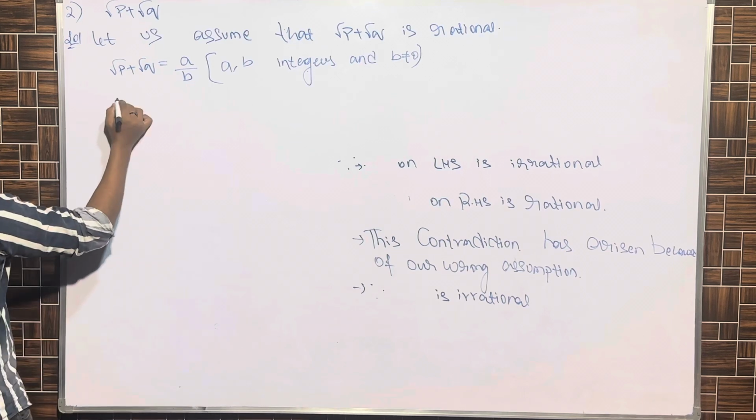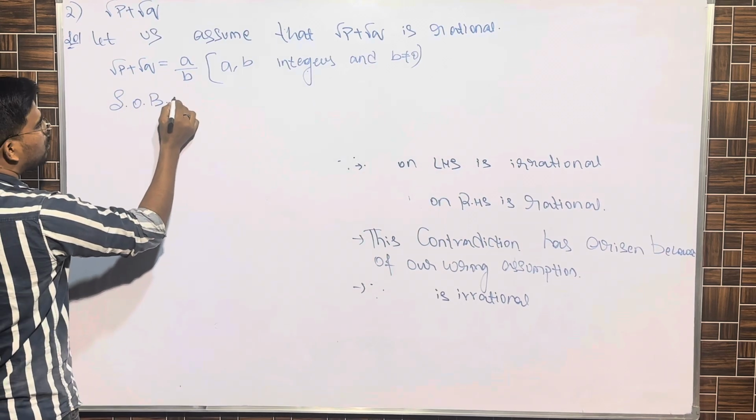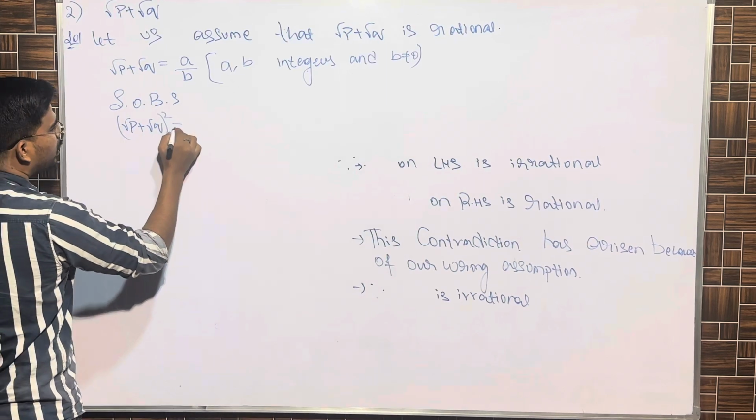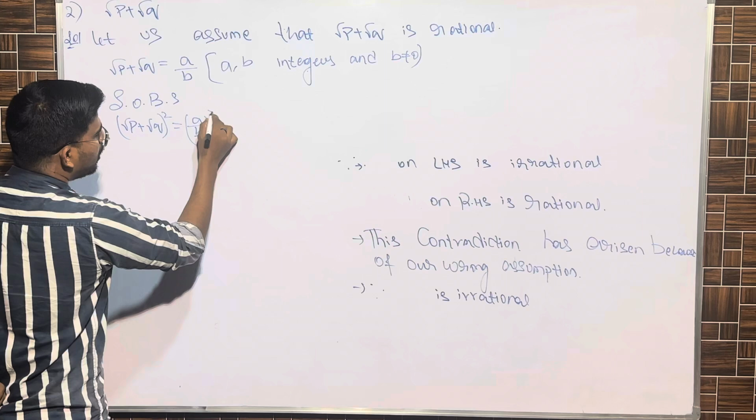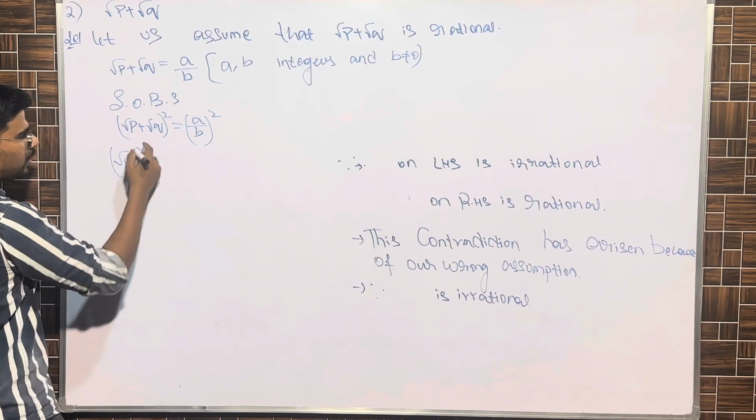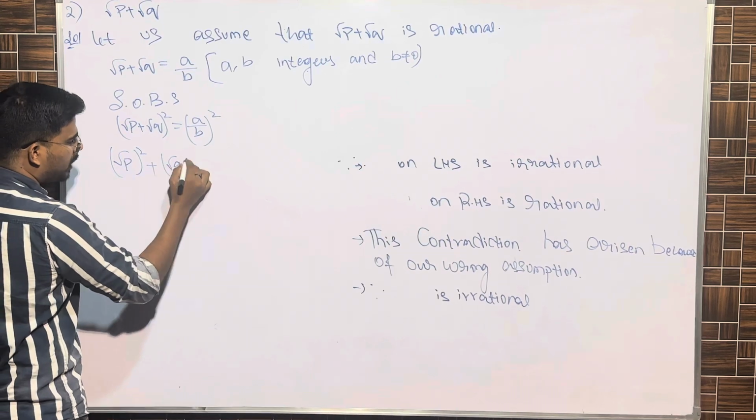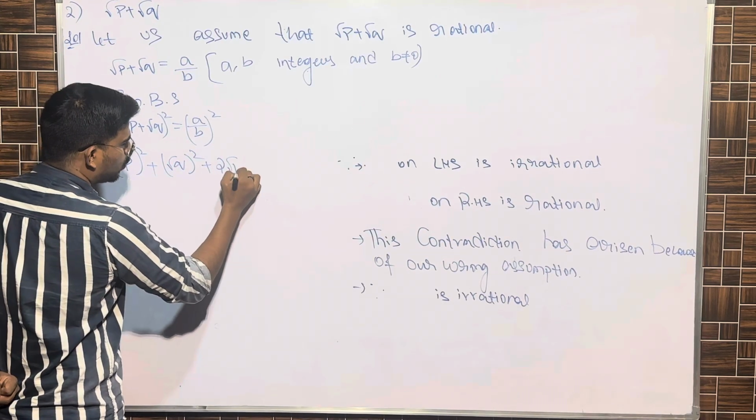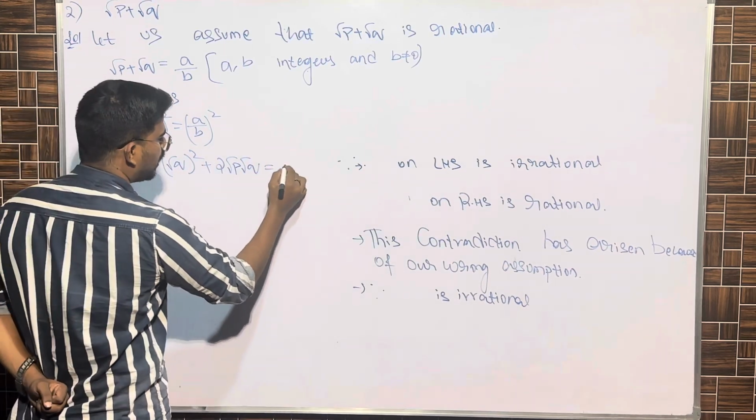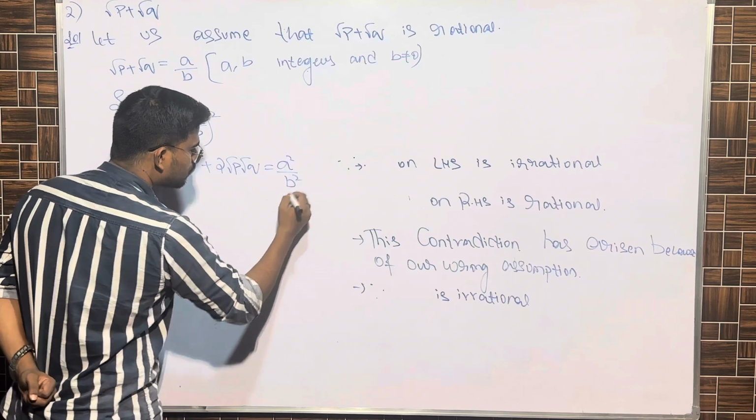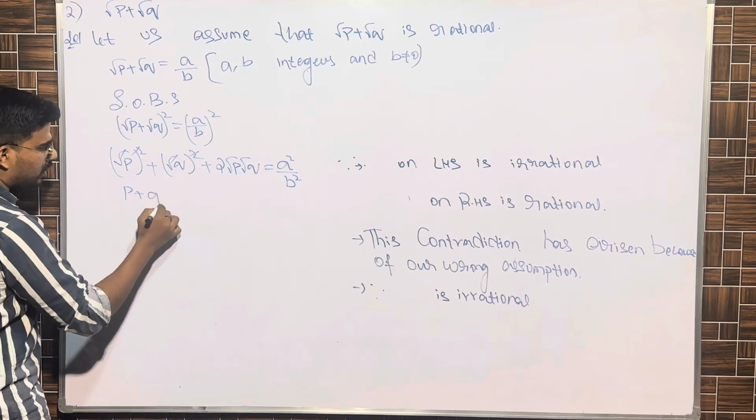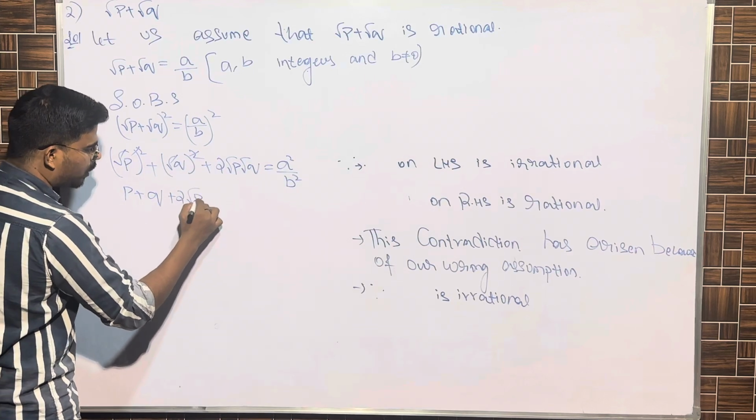Right. Squaring on both sides. Root p plus root q whole square is equal to (a by b) whole square. Using (a plus b) whole square, we get p plus q plus 2 root p root q, which is equal to a square by b square. The square roots get cancelled, giving p plus q plus 2 root pq.